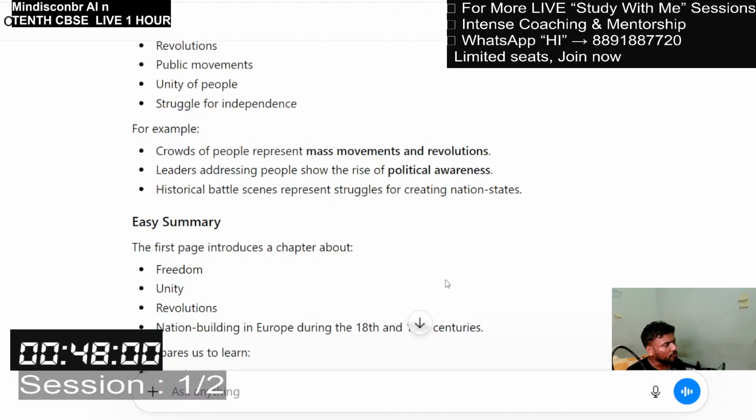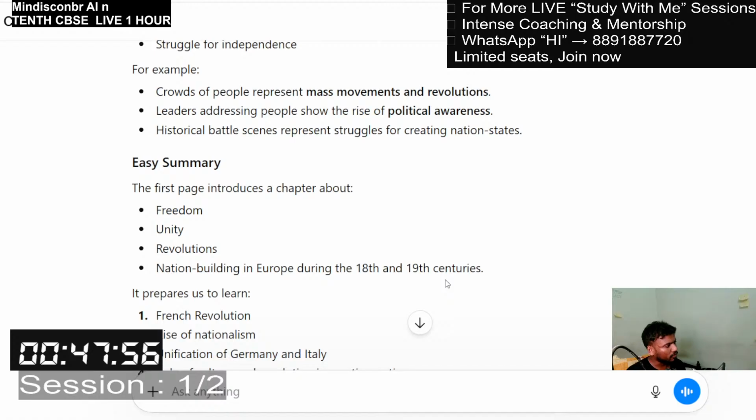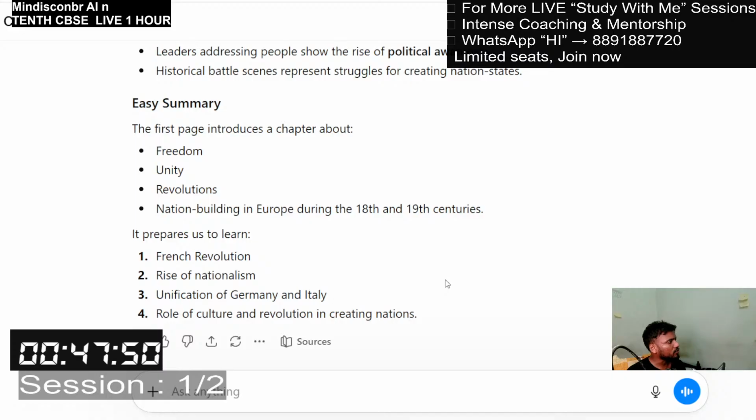Easy summary. The first page introduces a chapter about freedom, unity, revolutions, nation building in Europe during the 18th and 19th centuries. It prepares us to learn French Revolution, rise of nationalism, unification of Germany and Italy, role of culture and revolution in creating nations. This is the first image.